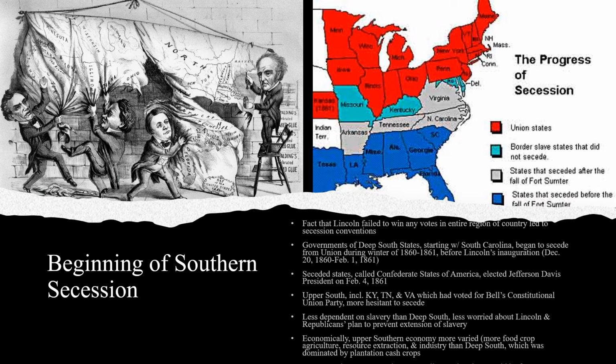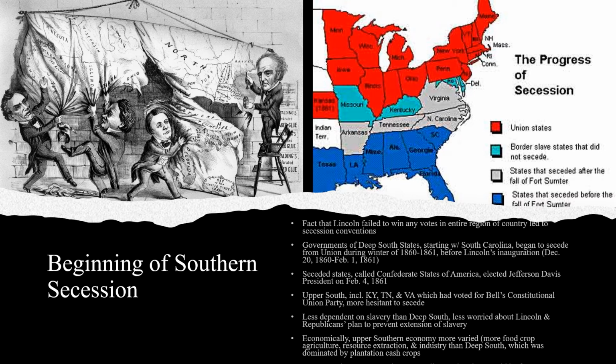In response to Lincoln's winning of the election and his impending inauguration, the Deep South states of South Carolina, Mississippi, Florida, Alabama, Georgia, Louisiana, and Texas held conventions to secede from the Union between December 20th, 1860 and February 1st, 1861. On February 4th, the Congress of the Confederate States of America would elect Jefferson Davis, a former Democratic senator from Mississippi, as the seceded states' president. By the way, Davis was originally from Kentucky, like Lincoln, and he had previously served in the U.S. military and fought in the Mexican-American War.